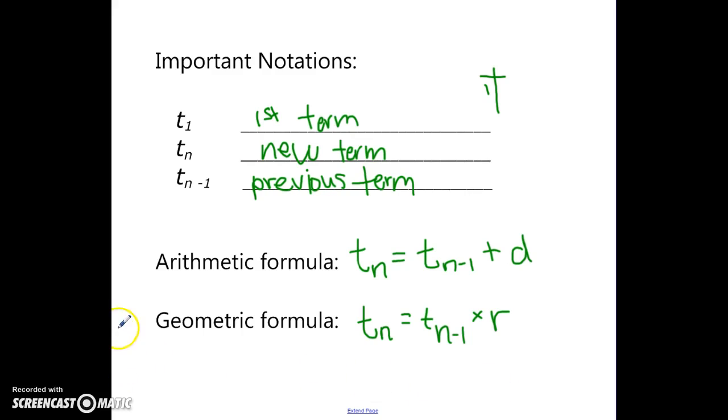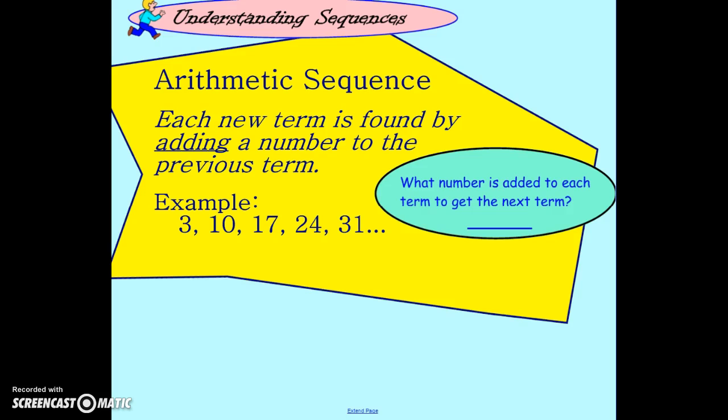So be sure you get those down. So just to review our vocabulary, this would be T1. If I'm looking for what comes next, this next number would be my new term, and this number right here would be the previous term.